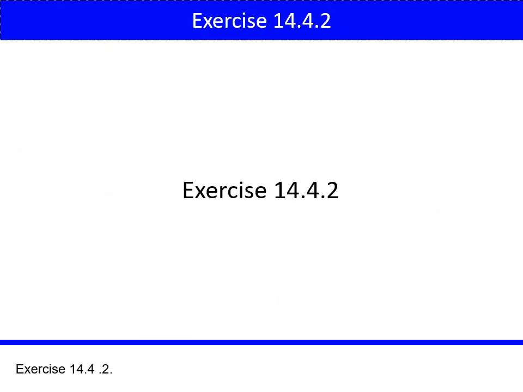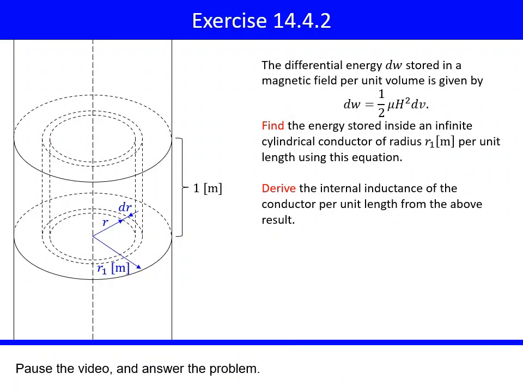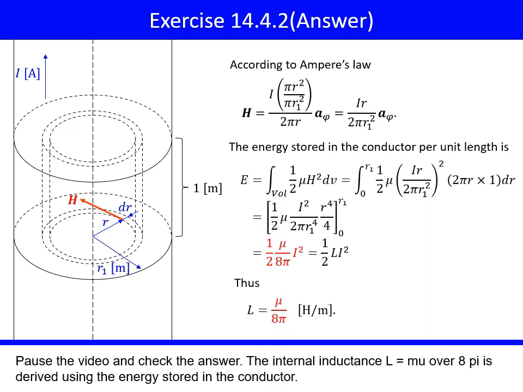Exercise 14.4.2. Pause the video, and answer the problem. Pause the video and check the answer. The internal inductance L equals mu over 8 pi, derived using the energy stored in the conductor.